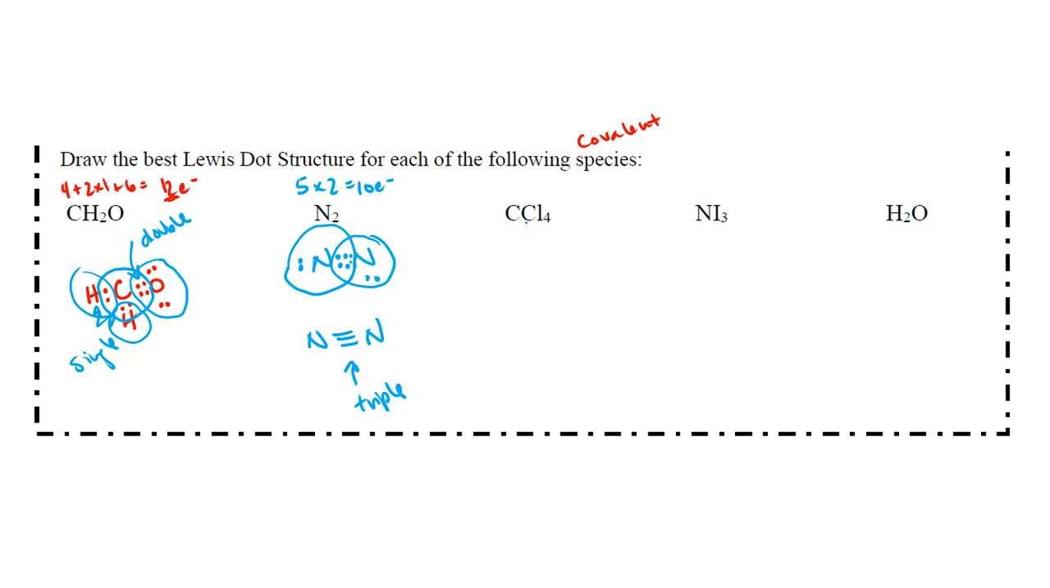Carbon tetrachloride, CCl4. Carbon's going to go in the middle. He's got 4 valence electrons in the middle. Each of those chlorines has 7 valence electrons. There are 4 of them, so we've got 28 plus 4 is 32.